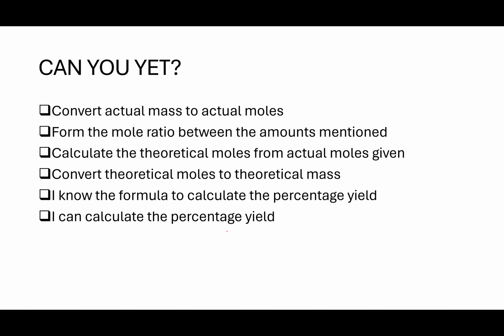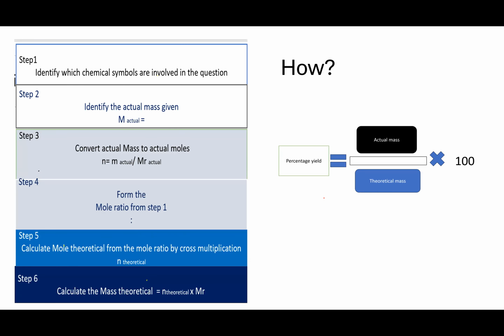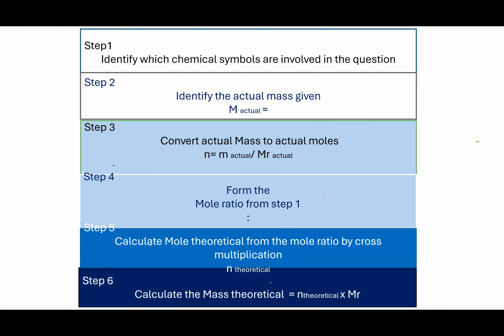So ask yourself, can I convert my actual mass into actual moles? Can I form a mole ratio between these amounts? Can I calculate theoretical moles from these actual moles using the mole ratio? Or can I convert the theoretical moles to theoretical mass? Do I know yet how to calculate the percentage yield? And do I know its formula? These are the things that you want to keep as a checklist for yourself. Now, I'm going to follow these steps as we answer the question.